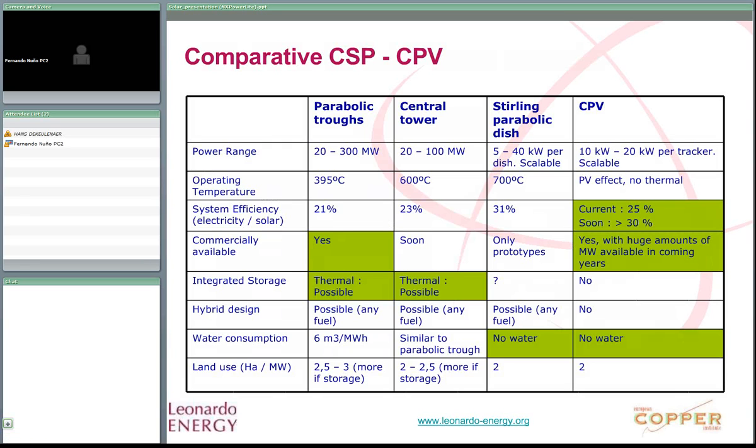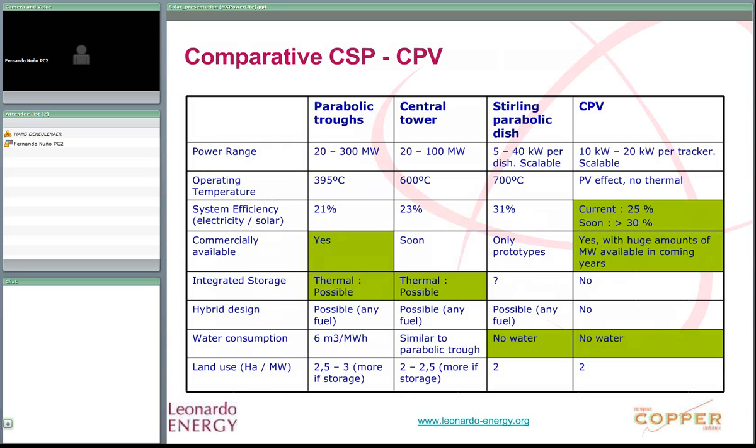So efficiencies are proportional to these operating temperatures: 21%, 23% and 31% for Stirling parabolic dish. Concerning CPV, there is no notion of operating temperature, as it's a photovoltaic effect. So we will focus on efficiencies, and we see how today we are already at 25%, which is a very good point, and very soon higher efficiencies, higher than 30%, will be reached, which is perfectly competitive with thermal technologies.